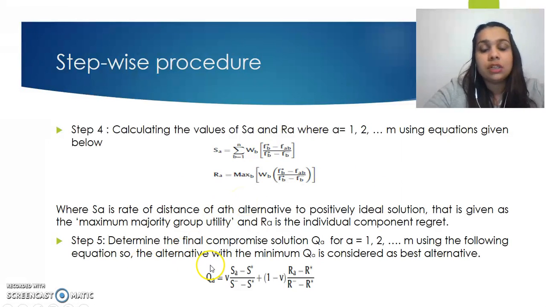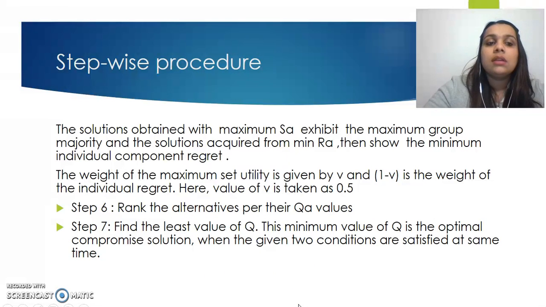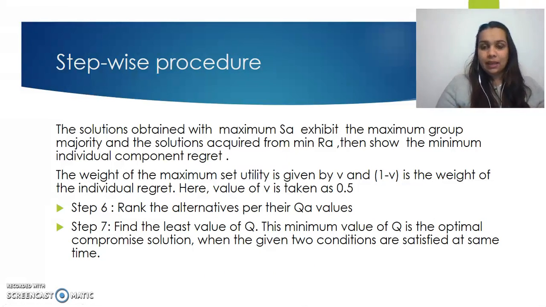Step 5 is to determine the final compromise solution QA, where A is equal to 1 till m. Using the following equation, we get the alternative with the minimum QA. So minimum QA here is considered as the best alternative using this particular equation. The solutions obtained with maximum SA show the maximum group majority, and the solution from minimum RA shows the minimum individual component regret. The weight of the maximum group utility is given by V, therefore the weight of regret is given by 1 minus V. Here the value of V is taken as 0.5.